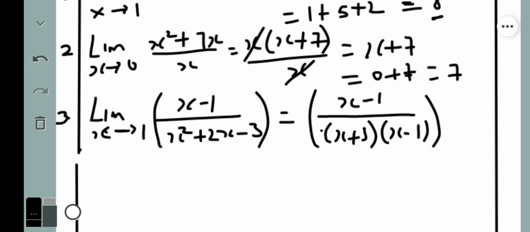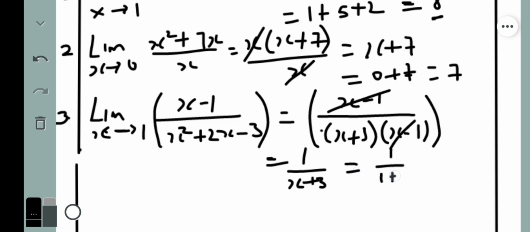So from this point, this and this can cancel out. What you have left is 1 over x plus 3. And now you can replace your x with 1 as the limit as x tends to 1. And what do you have? 1 over 1 plus 3, which gives us 1 over 4. And that's the solution to that problem.